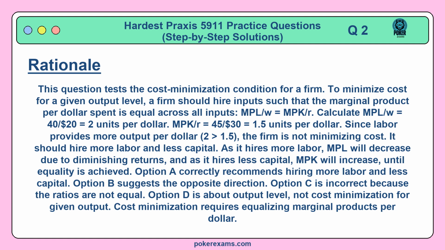Option A correctly recommends hiring more labor and less capital. Option B suggests the opposite direction. Option C is incorrect because the ratios are not equal. Option D is about output level, not cost minimization for given output. Cost minimization requires equalizing marginal products per dollar.